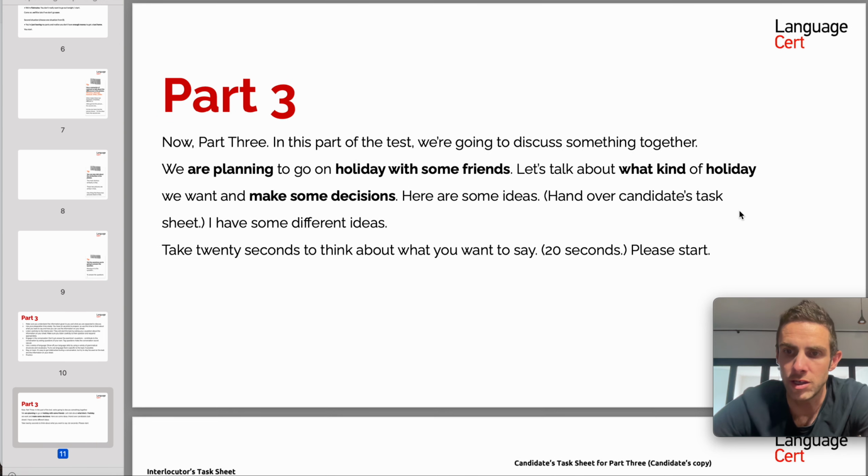Right, I'm going to be the interlocutor again, and I will introduce this part of the exam. Now, part 3. In this part of the test, we're going to discuss something together. We are planning to go on holiday with some friends. Let's talk about what kind of holiday we want and make some decisions. Here are some ideas. I have some different ideas. Take 20 seconds to think about what you want to say. And then after 20 seconds, the examiner or the interlocutor will ask you to start.